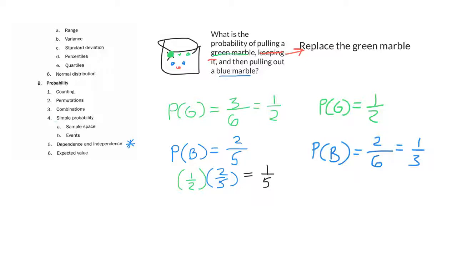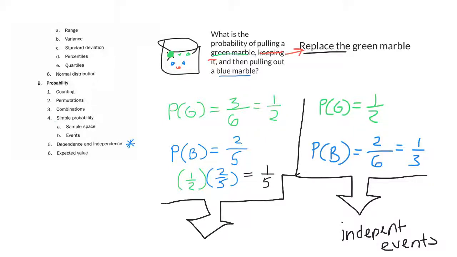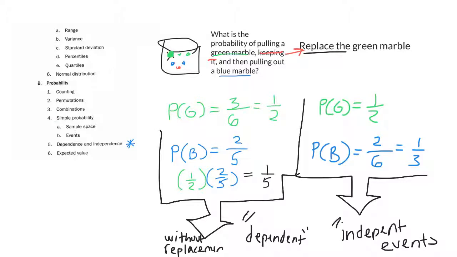So this would be an example of 2 independent events, because we replaced it, right? And this right here, the previous example, where it's without replacement, that is dependent. Okay, dependent. I'll put these in quotes.